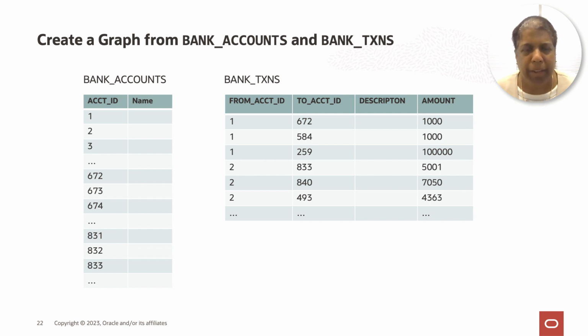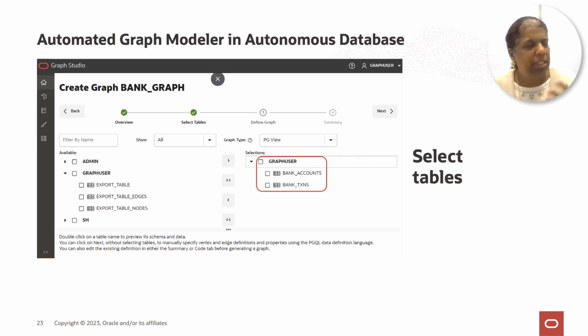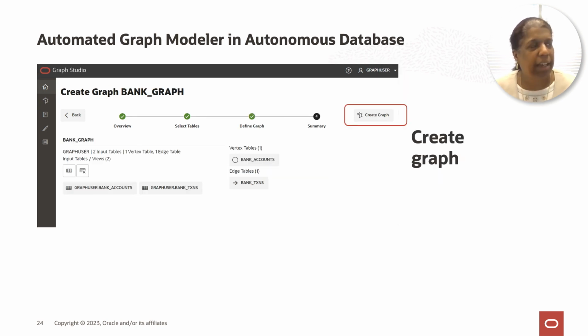So I've added some data here to the two tables, the bank accounts table and the bank transactions table. So when you're using autonomous database, you can just select the tables and say, I want to create a graph. I'll be showing this in the demo, but first the screenshot looks something like this. I'm saying, okay, I have all of these tables in the graph user schema. I'm selecting these two tables here, and I want to say create a graph. It's as simple as that.